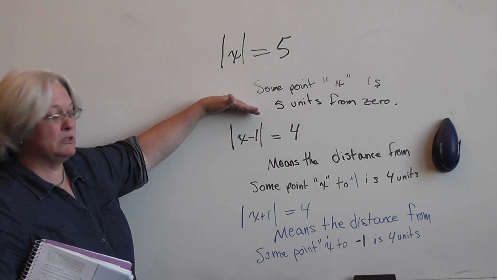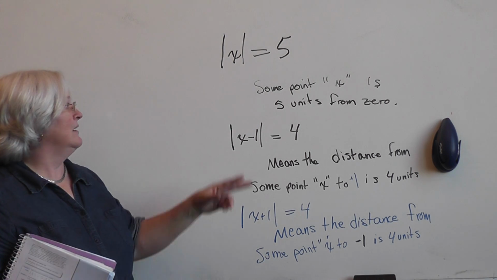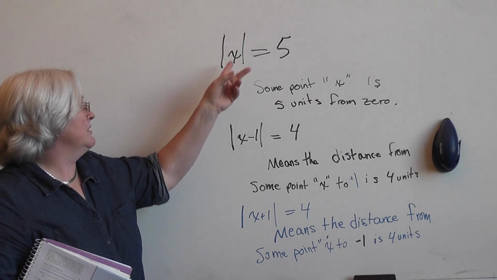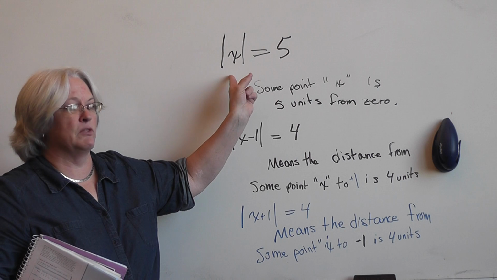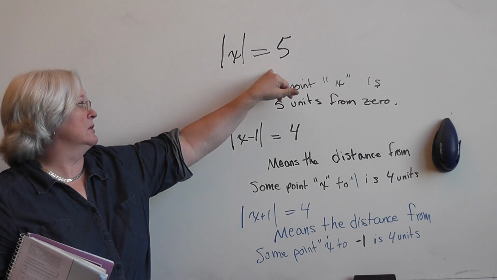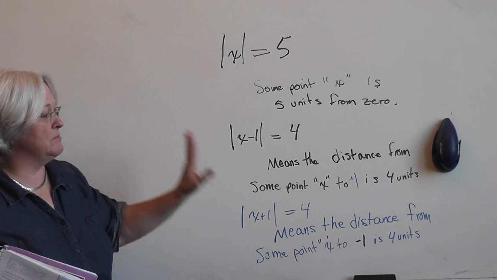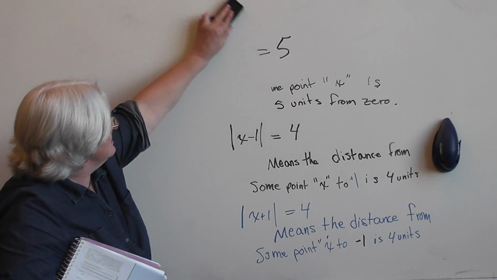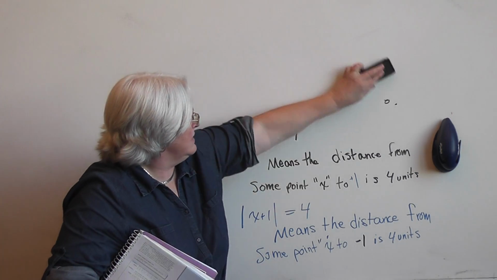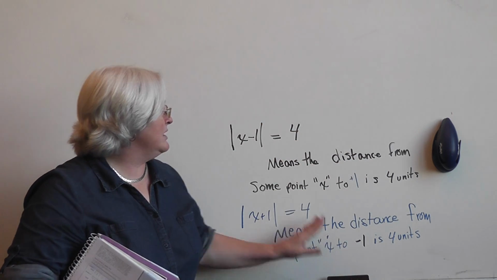What I want you to specifically write down, I don't think you need to write that down. You know that this says the distance of the point x from 0 is 5. You know what that is. That just means some point x is 5 units from 0. Go ahead and take the time, write down these two, and get used to reading it this way.